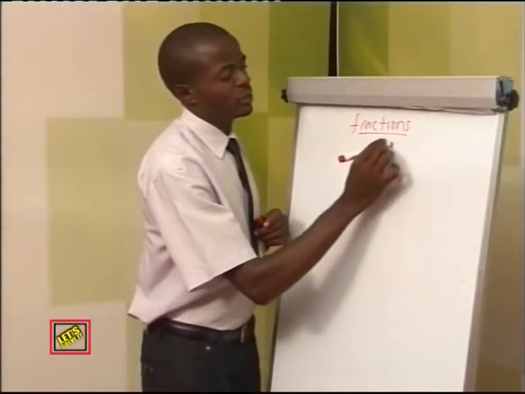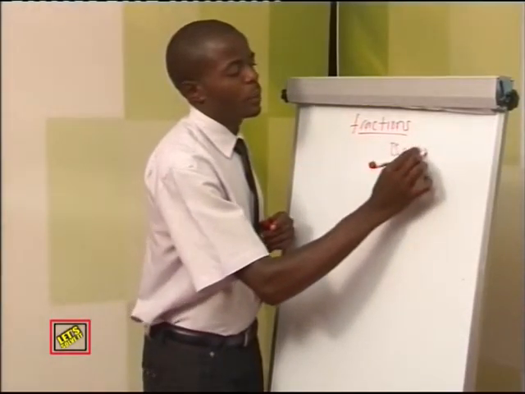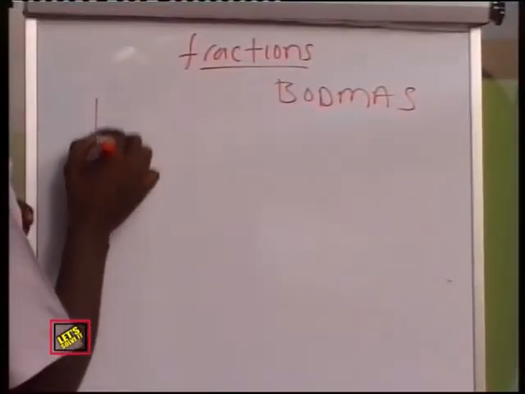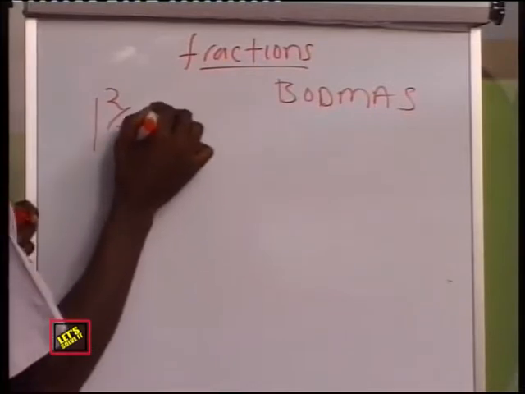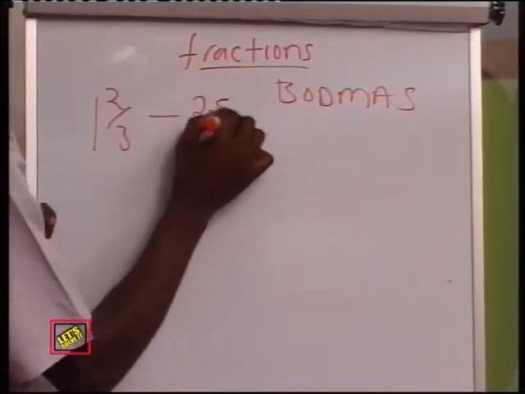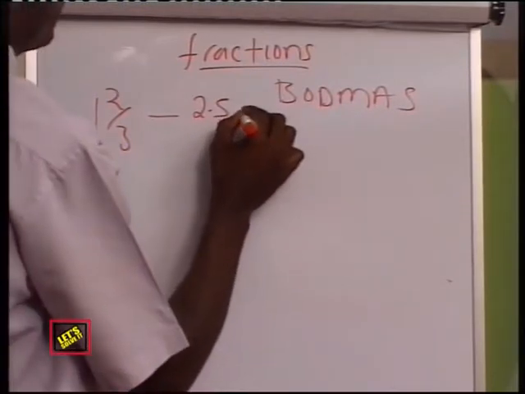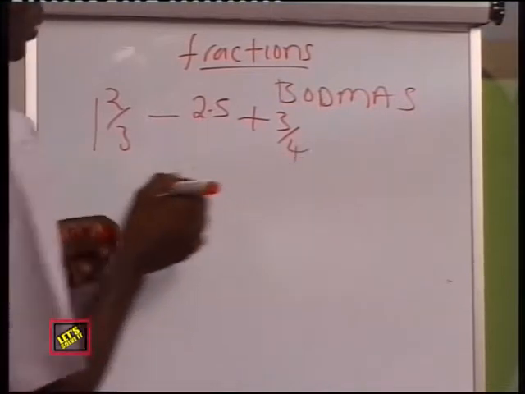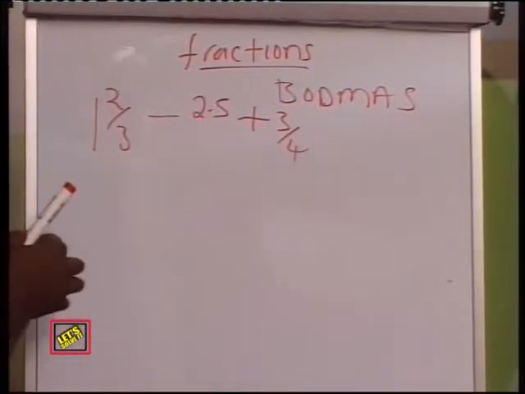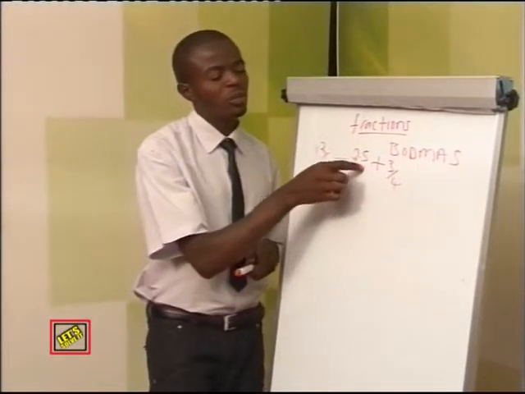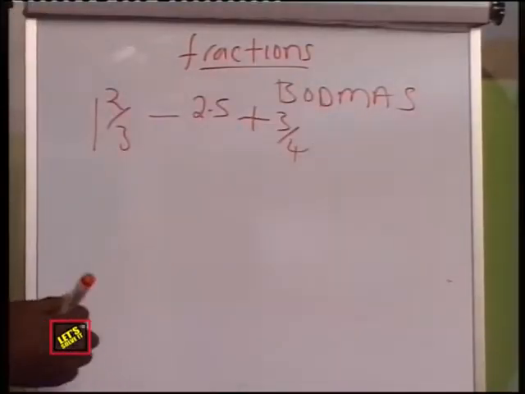So to start with, I'll write these initials here: BODMAS. Then I'll write a question there. 1 whole number 2 over 3 minus 2.5 plus 3 over 4.